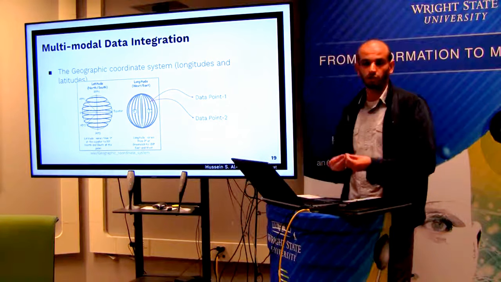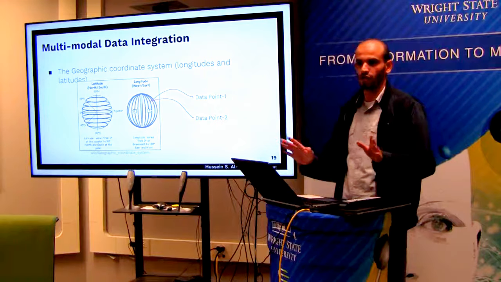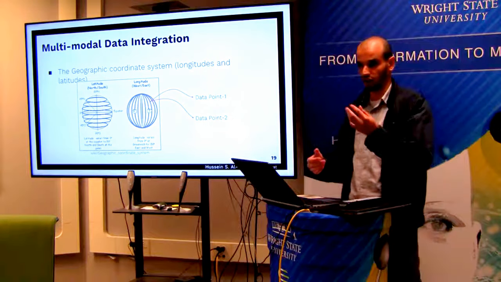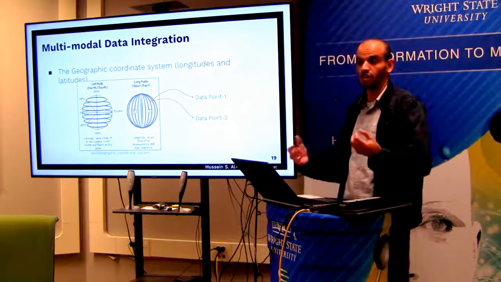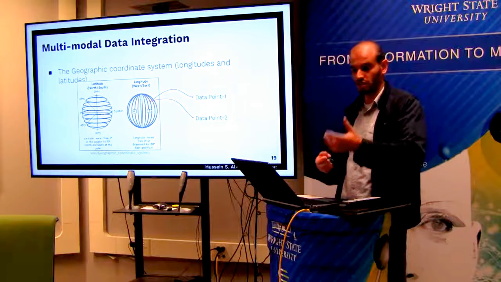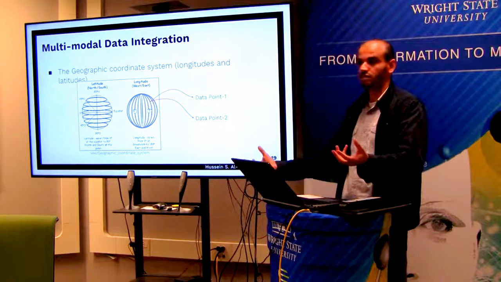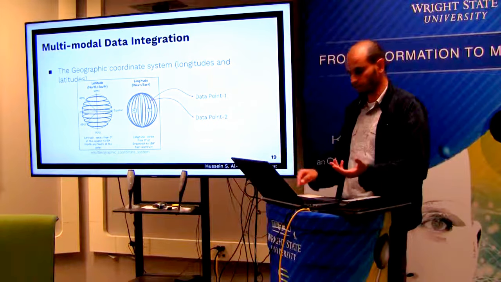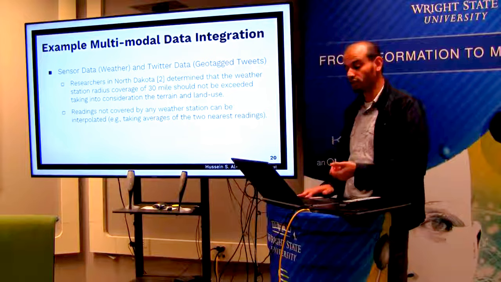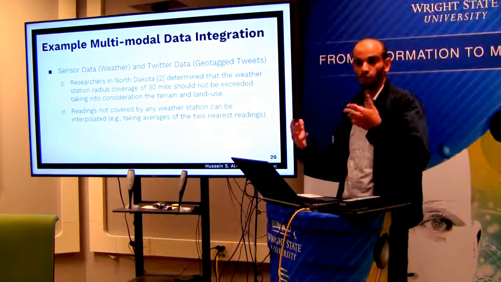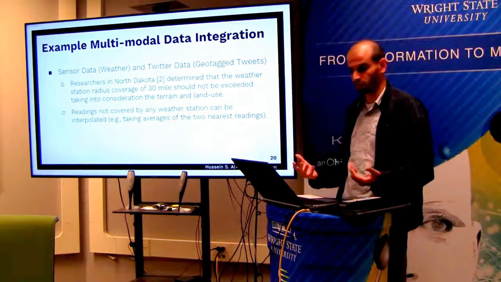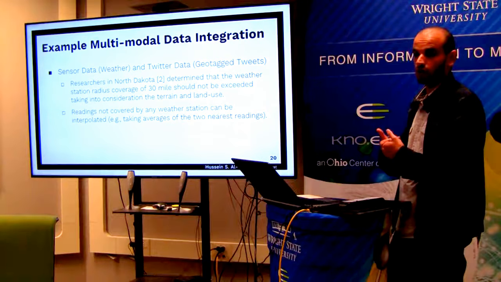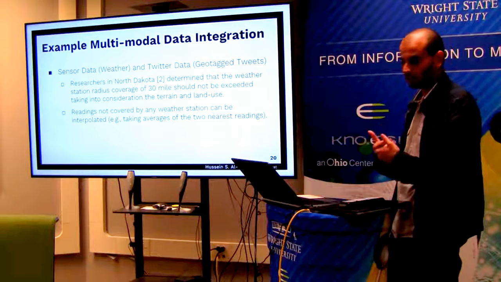So if I have two data points from whatever data that I'm talking about, image, text, anything, right? If I have the spatial footprint for it, if I have a longitude and latitude, then there is a possibility that I can actually merge them, I can integrate them. I can say that this data and this data from different modalities, I can just merge them together, right? Because the spatial footprint is the same. An example of this is sensor data and Twitter data. So sensor data like weather, let's say, and Twitter data like geotagged tweets. So we can integrate both of them if we know that they have longitude latitude footprints, right? Geospatial thing.